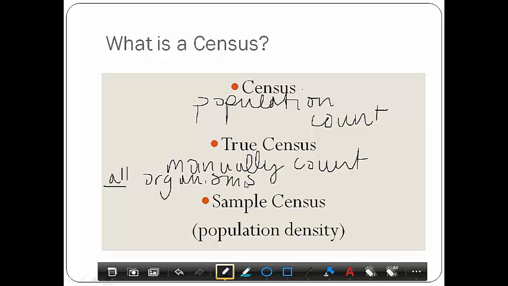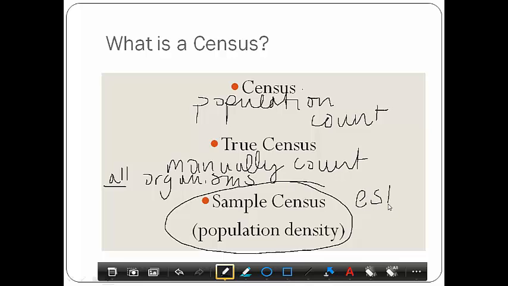But one of the most common types of censuses that we use is called a sample census, which is down here. And that's where we do not count every single organism, but we have an estimate, EST for estimate, of the population density. So we figure out in a certain area approximately how many organisms are living. And I'm going to give you a little bit more of an idea of what this means here in a second.